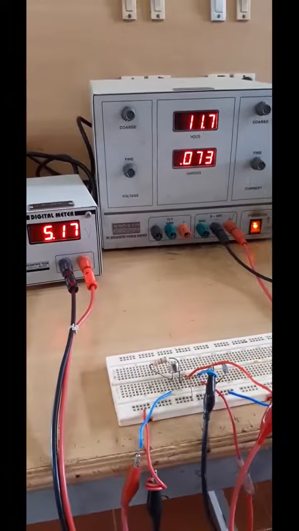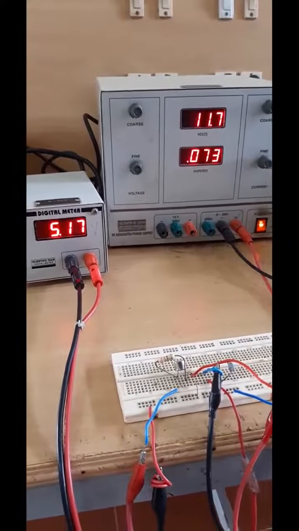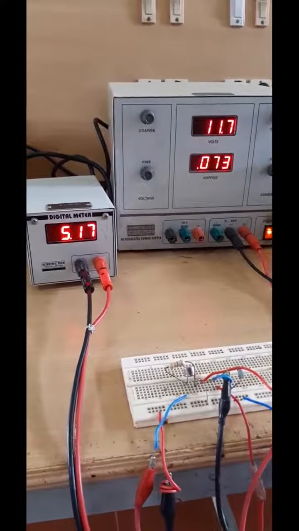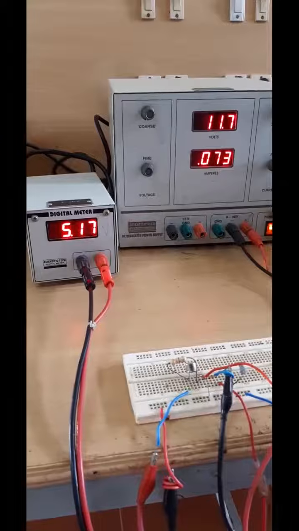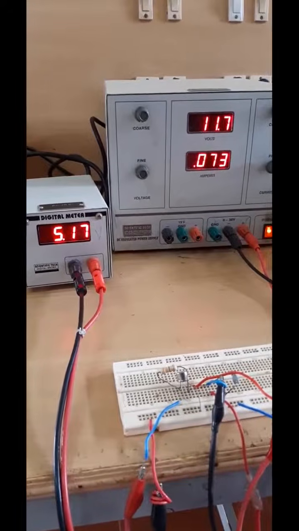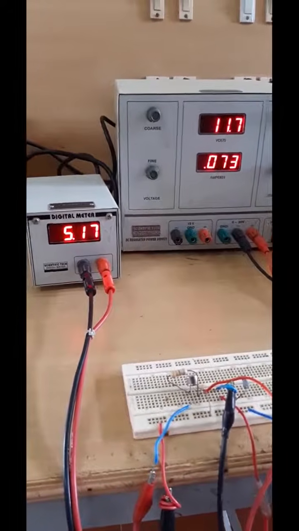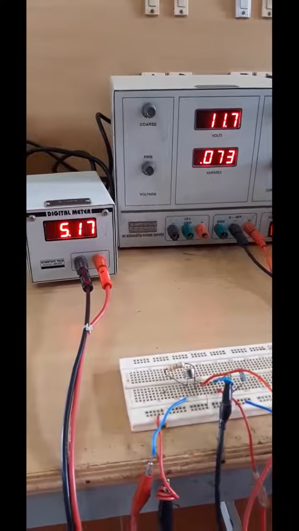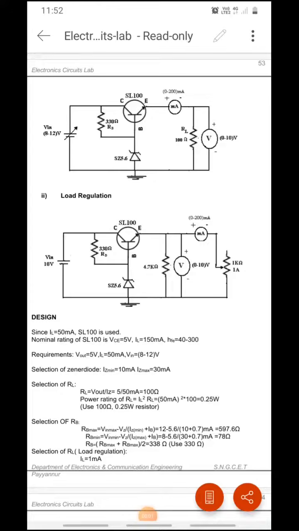Okay, so that is a line regulation curve. In order to draw the graph, you have to take the readings of input and output voltage. From this experiment you can see that the output voltage is regulated to a voltage of 5 volt. Now we are going to do the series voltage regulator.